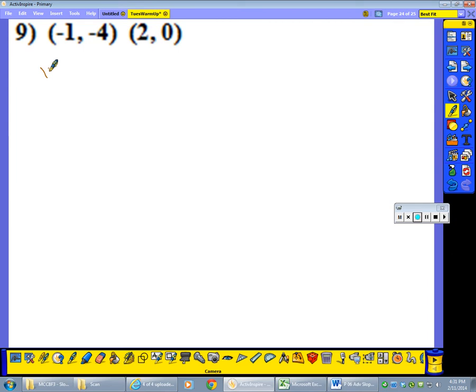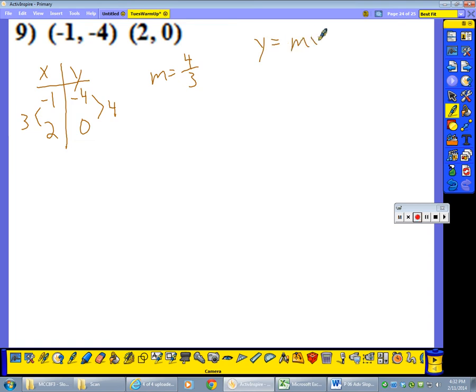Let's do number 9. Number 9, we have x and y, and we have -1 and -4 and a 2 and a 0. I'm going to find my rate of change. So here we've got that changes 4 places, a +4 places, and this changes 3 places. So that means my slope is 4 over 3. And I'm going to use substitution. y equals mx plus b. I'm going to sub in my 4/3 in for my m.